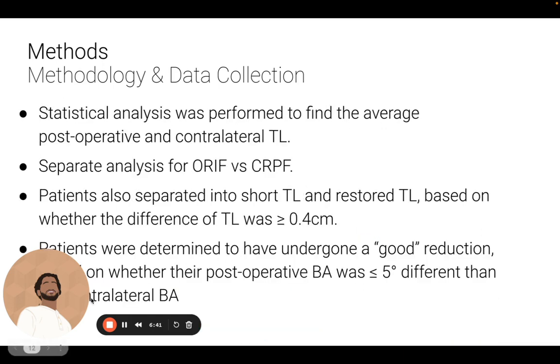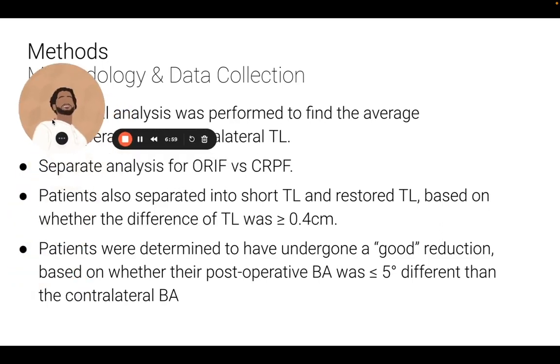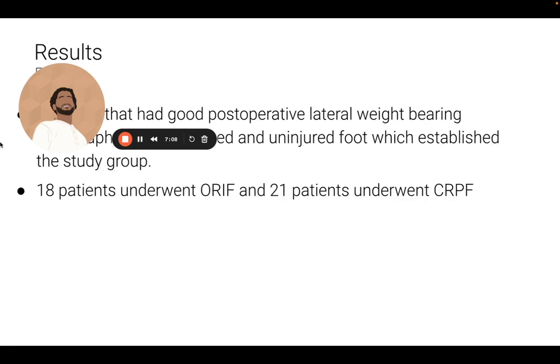Now, we went ahead and did statistical analysis to find the average postoperative and contralateral tuber length. We separated for ORIF versus CRPF. We also separated into short versus restored TL, based on it being over 0.4 centimeters. And then we separated them into good reduction based off of whether their postoperative Bowler's angle was less than 5 degrees different than their contralateral angle.